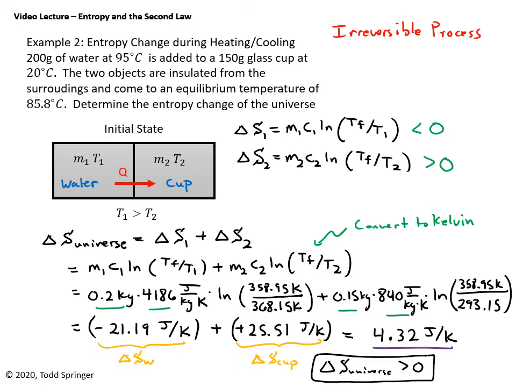We're seeing heat being dumped from the hot thing into the cold thing and reaching a final temperature. If you took a video of that, you would never see the reverse happen, where they start at the same temperature and then suddenly separate, where one of them becomes hotter and one becomes colder. So irreversible process, entropy change of the universe is positive. All right, let's do one more example.